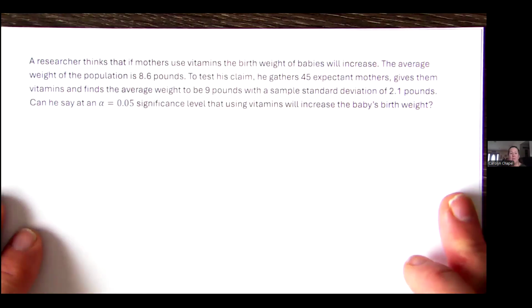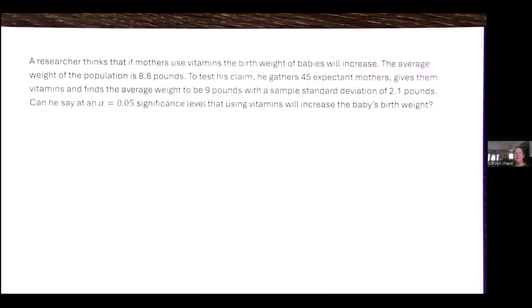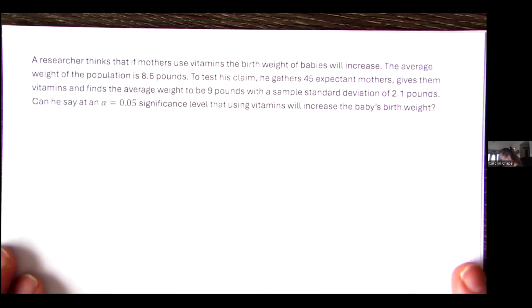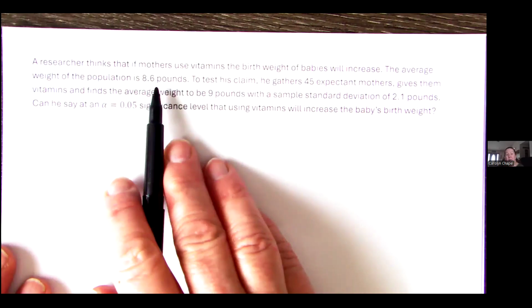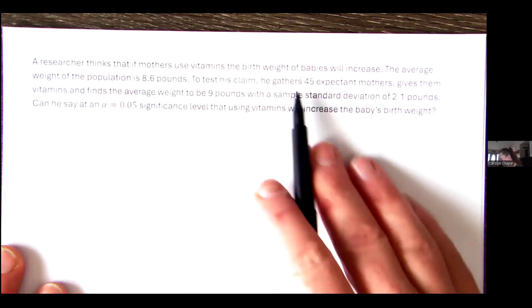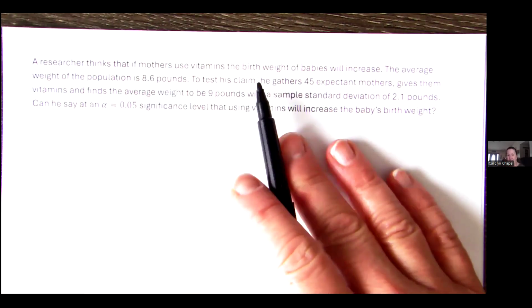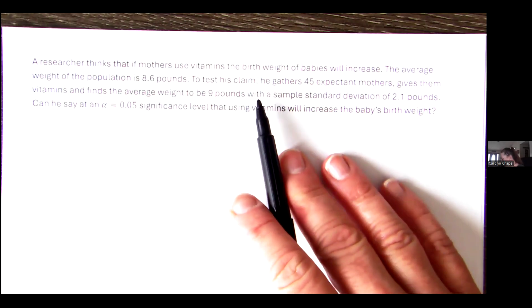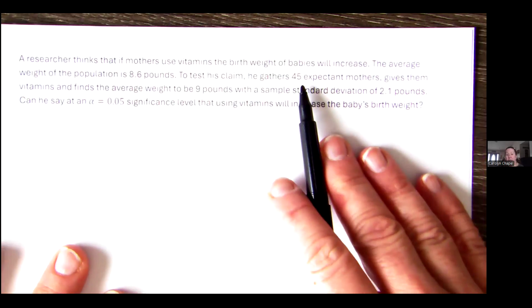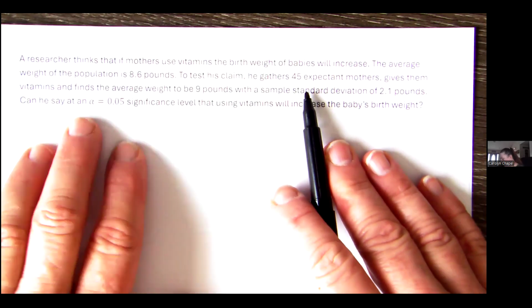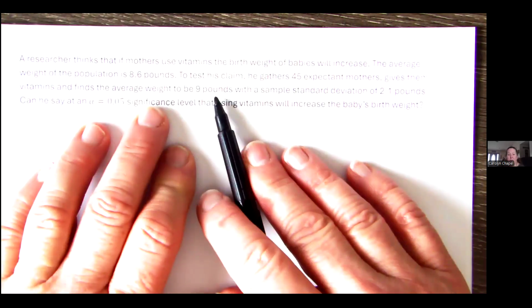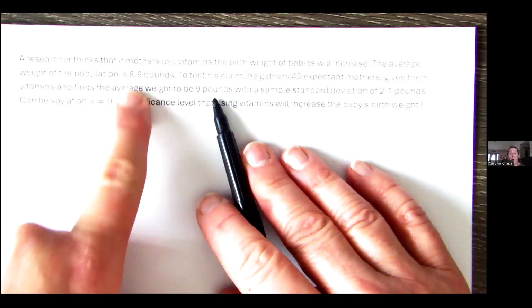So we have this researcher who thinks that if mothers use vitamins, the birth weight of babies will increase. The average birth weight of the population is 8.6. They're going to test to see if, when mothers take these vitamins, the babies do get heavier. So they took 45 mothers, gave them these vitamins, and they found the average to be 9 pounds, which is more.